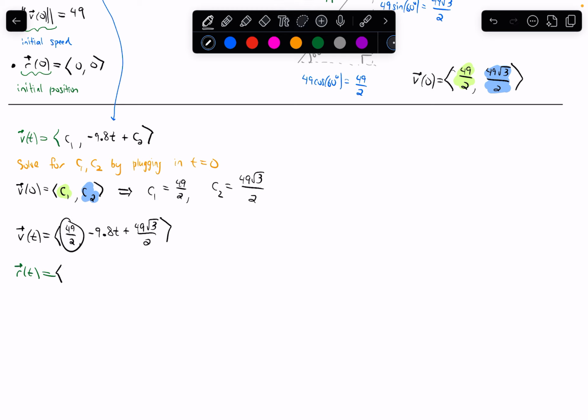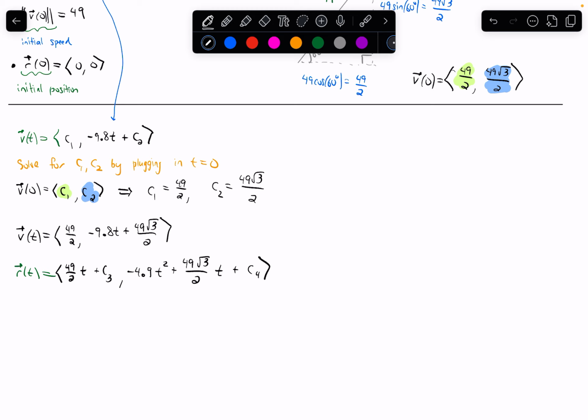So the antiderivative of a constant is that constant times t, 49 over 2 times t. I need a constant because I'm doing this antiderivative, so I'll get plus c3, comma, for this negative 9.8 times t, I do my reverse power rule. I add 1 to the power, which gives me a 2 up there, and then I have to divide by that power, divide by 2. So negative 9.8 divided by 2 is negative 4.9, and then I'll get t squared. And then this constant, its antiderivative gives me that constant times t, 49 root 3 over 2 times t. And then I need that extra constant that pops out, c4.